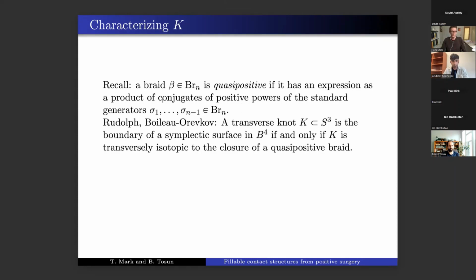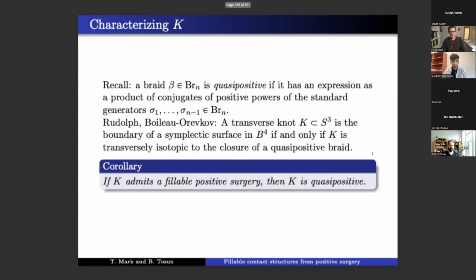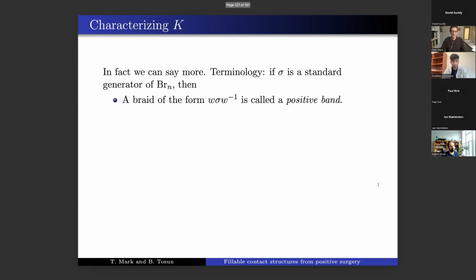And the interest for our purposes in this definition is that being quasi-positive, or really being the closure of a quasi-positive braid, is the same thing as being the boundary of a symplectic surface embedded in the four-ball. Not a disk, right? But just some symplectic surface embedded in the four-ball. That happens if and only if your knot is quasi-positive. Okay, so we already saw that having a fillable surgery means you bound an immersed disk in the four-ball with positive double points, which you can always smooth to give you a symplectic surface. So if you have a fillable surgery, you bound a symplectic surface, so you're quasi-positive. That's a necessary condition, but you can do better than that.